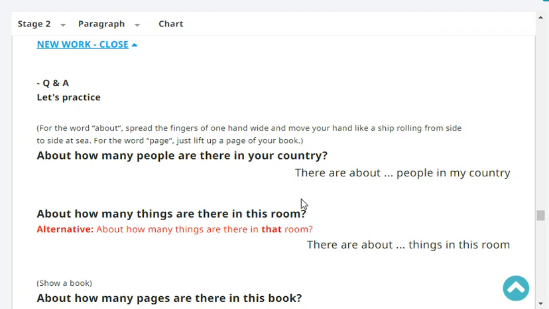About how many things are there in this room? There are about 12 things in this room. In that room. Very good.